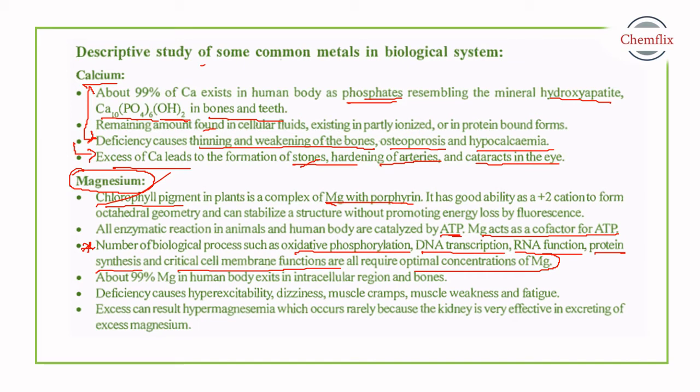About 99% of magnesium in the human body exists in intracellular regions and bones. Deficiency, important: it causes hyperexcitability, dizziness, muscle cramps, muscle weakness, fatigue. And excess of magnesium causes hypermagnesemia, which occurs rarely because the kidney is very effective in excreting the excess magnesium.